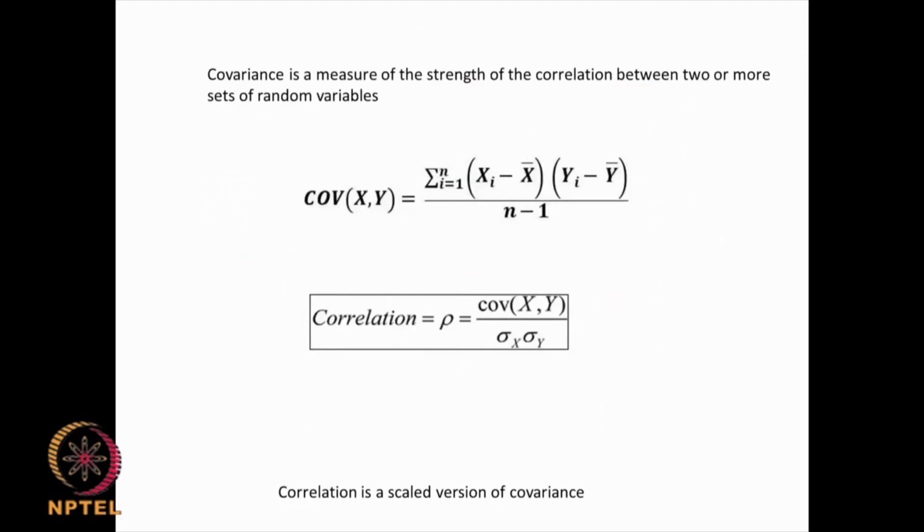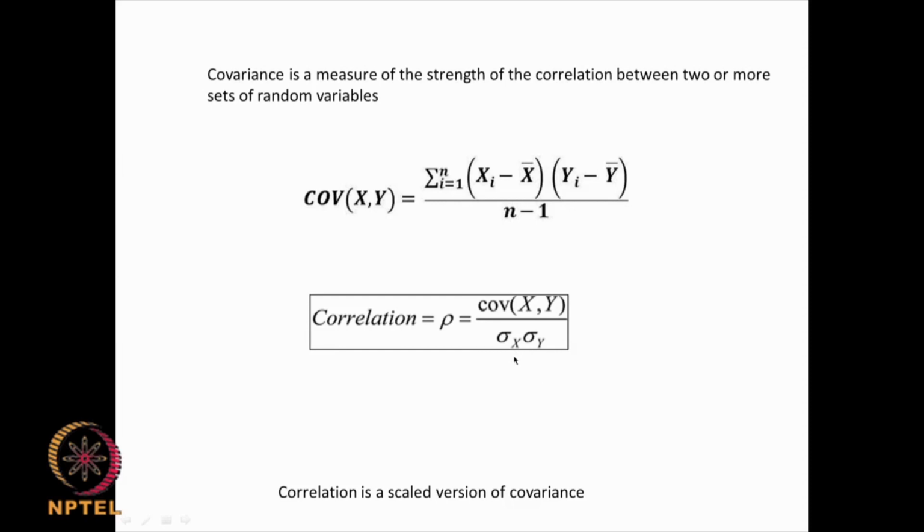To calculate the correlation coefficient, okay, there is something called a covariance. Covariance tells you the strength of the correlation between 2 or more sets of random variables x and y. So, how do you calculate? It is given by this formula, covariance of x y is the summation of i varying from 1 to n, xi minus x bar, where x bar is the average of all the x's, times yi minus y bar, the average of all the y's, divided by n minus 1. This is called the covariance. It tells you the strength of the correlation, and the correlation coefficient is given by covariance of x y divided by sigma x sigma y.